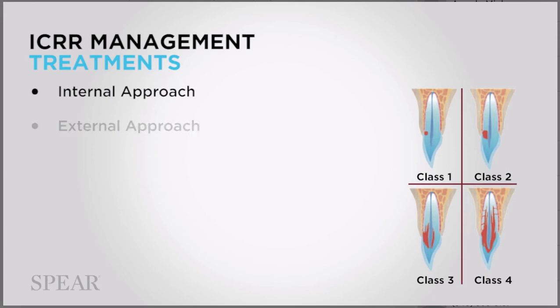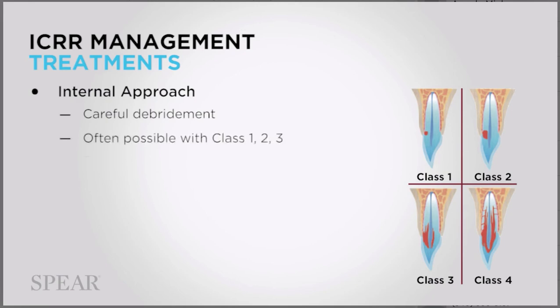If the case becomes symptomatic and we're approaching it internally, we can actually go into that pulp chamber, go into the area cervically, carefully debride that material, debriding the resorption defect that's in that area of the pulp, cleaning that out and repairing it. This is often possible with a class 1, class 2, or class 3 defect, but sometimes it doesn't work out that favorably.